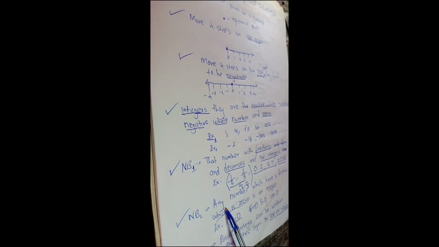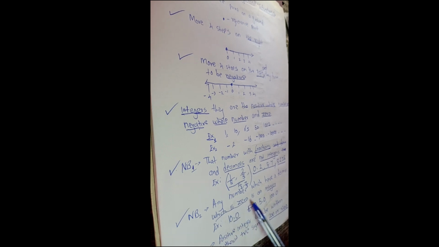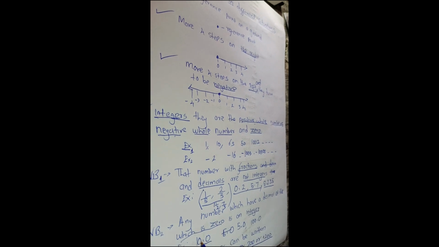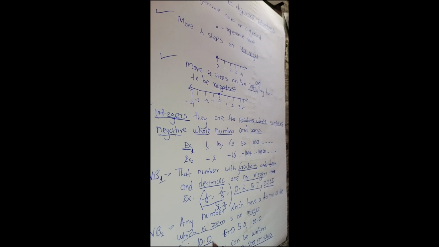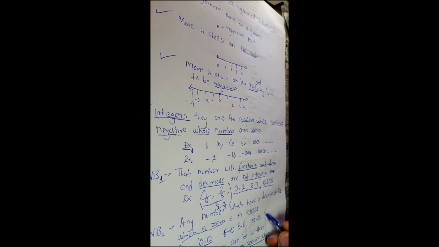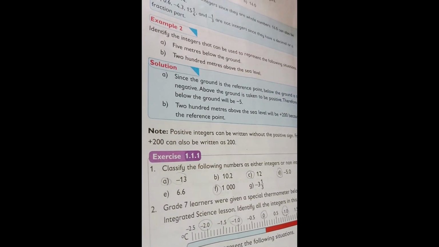The next NB is that any number which has a decimal at the end which is 0 is an integer. How? If a number is a whole number and then they place a decimal and a 0, that number is an integer. An example is 10.0, 5.0, 100.0, 67.0. Any number which is a whole number and is placed a decimal. And with that information, you can do exercise 1.1, which is here.